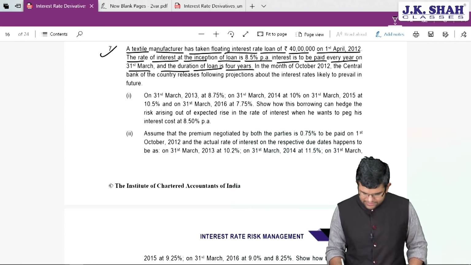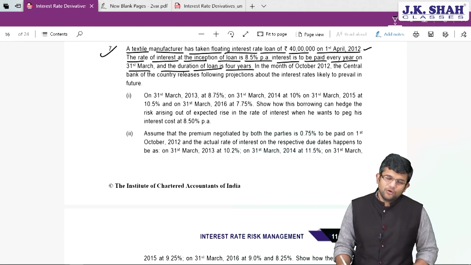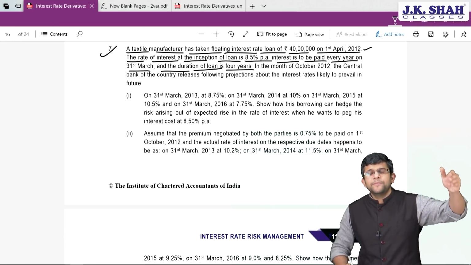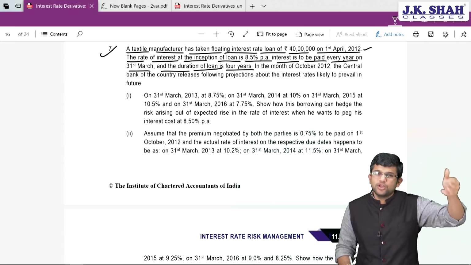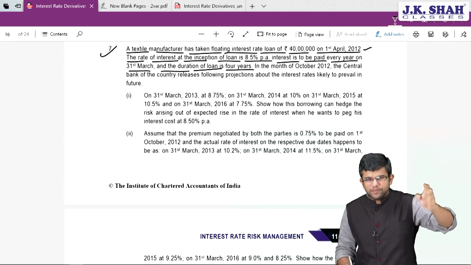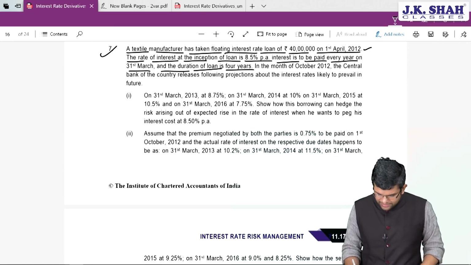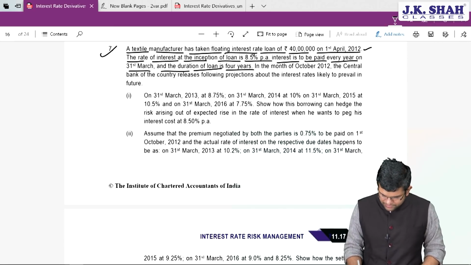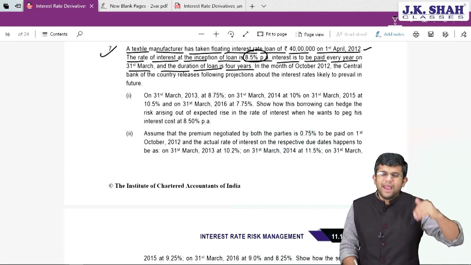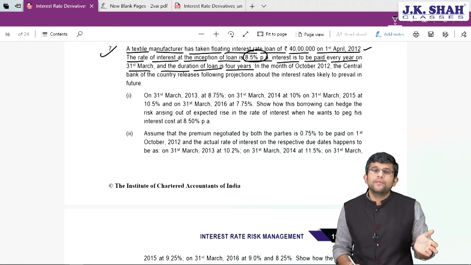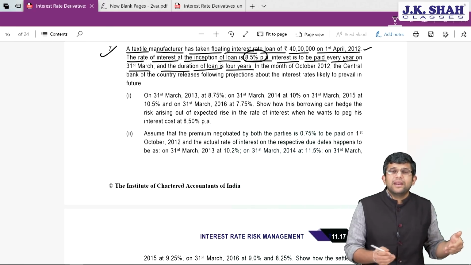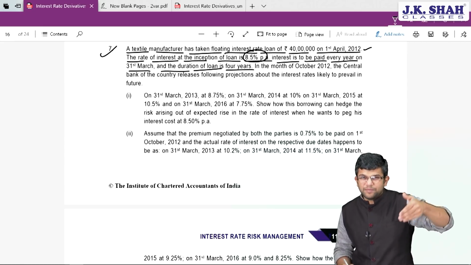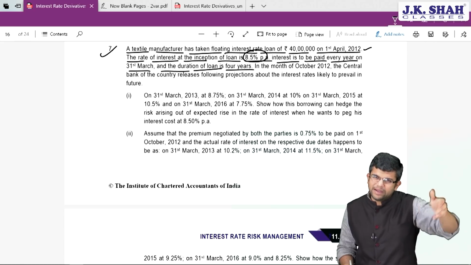So children, do you realize if on 1st April 2012 he has taken a loan and annual interest is to be paid on 31st March, that is at the end of each year for the next 4 years, the 4 payments will be on 31st March 2013, then 31st March 2014, 31st March 2015 and 31st March 2016. Of course, the first payment will be on the basis of 8.5% per annum, and the remaining payments will depend on the interest rates applicable at the start of each period of the loan.